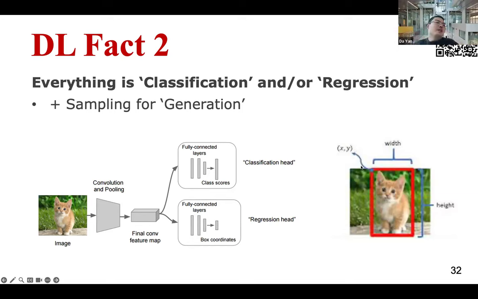After you encode the image using a convolution network into a vector, this vector can have two heads. One head predicts x, y, width and height, which is regression, because these are the box coordinates, actual numerical values. For value prediction, we call it regression. The second is categorical prediction, whether it's a cat or dog or whatever is in the box. So we can then add another loss for classification.